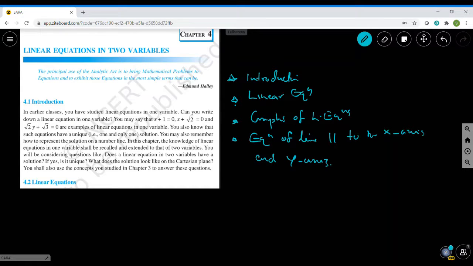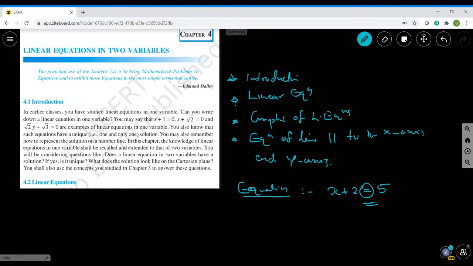Here, first of all, for the introduction of linear equations, we have to know what an algebraic expression is. A linear equation is an algebraic expression with an equal sign. An equation has an equal sign. For example, x plus 2 equal to 5. This is an equation because here you can see there is an equal sign.